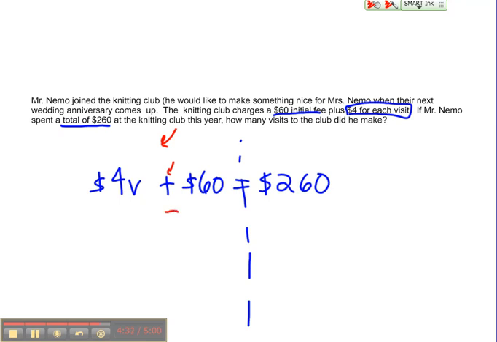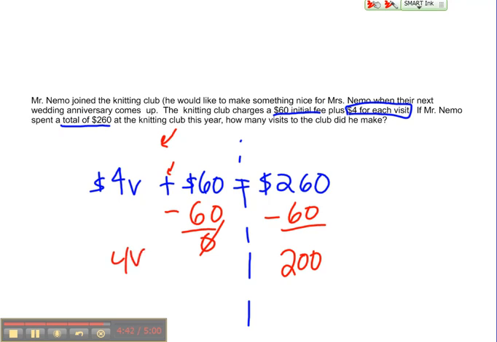How do I get rid of plus 60? I subtract 60, which gives me 0. Whatever I do to the left, I have to do to the right, and so I get 200 now. So 4V is equal to 200. Now I have to divide by 4. Divide by 4. V is equal to, whoops, it's not dollars, 50, right?